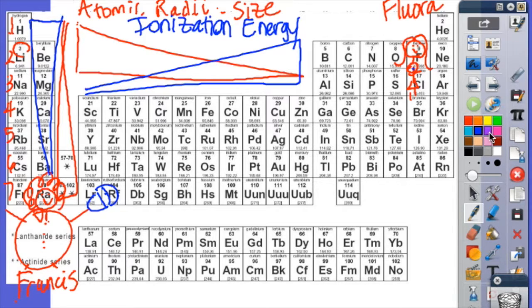Okay, one more. Our last one is electronegativity. Electronegativity means how attractive an element is for electrons. Okay, attractiveness. Who's more attractive? Fat Francis or fluorine? So, electronegativity, how attractive you are to bonding electrons, also has the same trend as ionization energy.